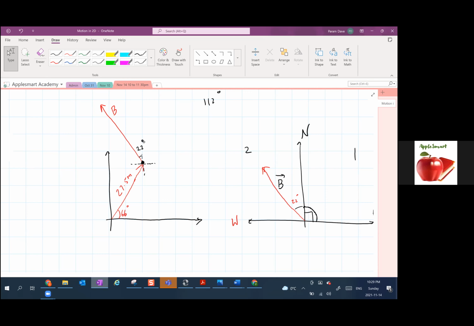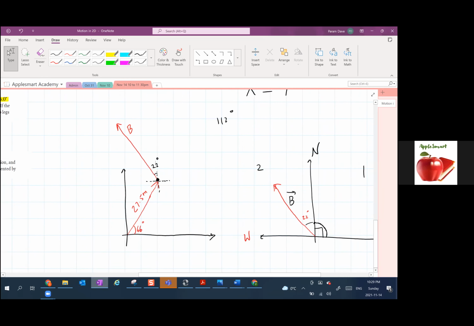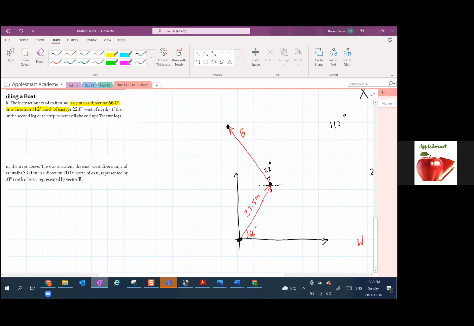Okay, thank you. All right, so now you've arranged this head to tail, right? And so if you want to find out the resultant, you would go from the beginning of the first one to the end of the next one. Okay, let's continue to read.